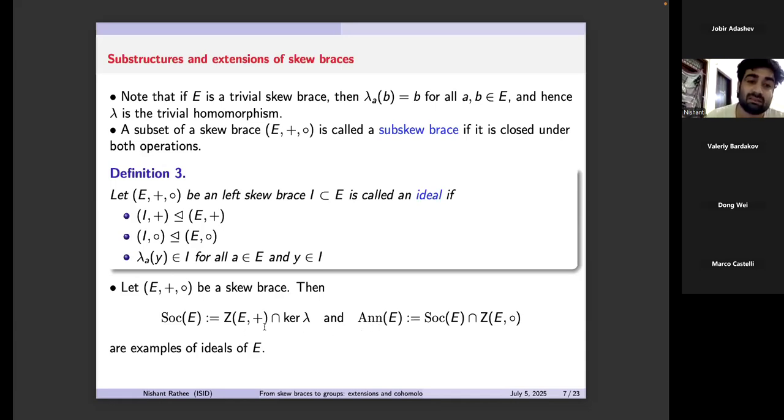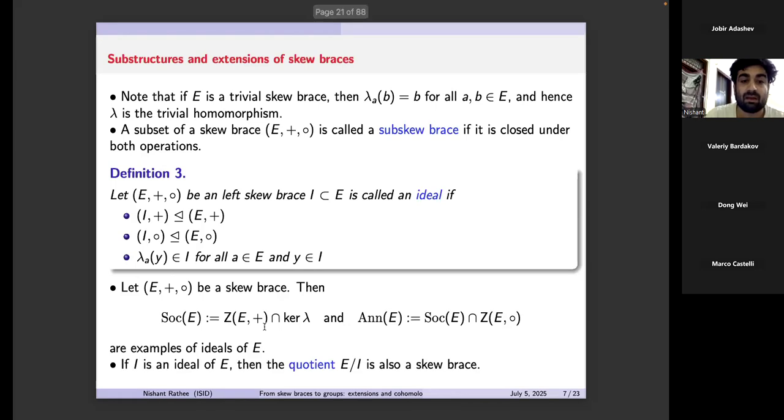These are the examples of ideals in the category of skew bases. Of course, if we have a trivial base, then all the normal subgroups are ideals.